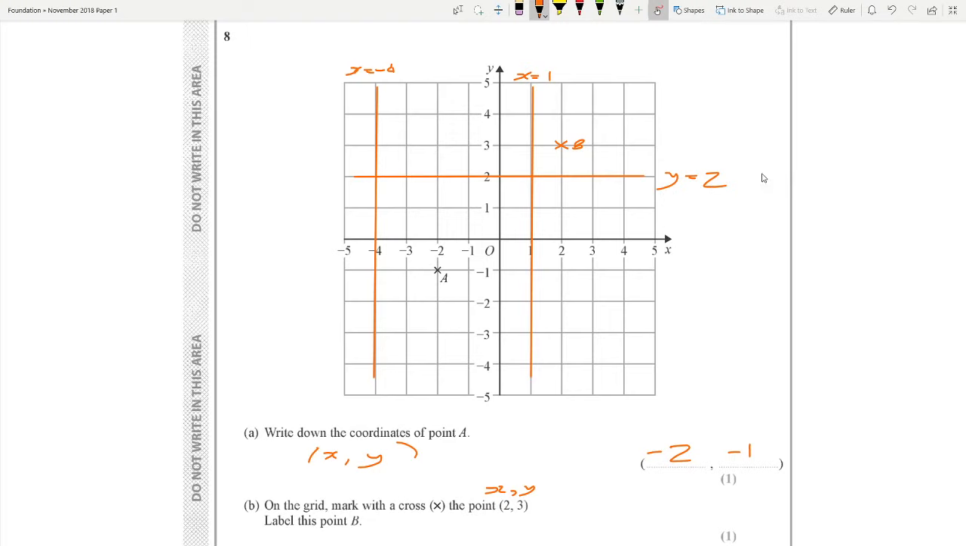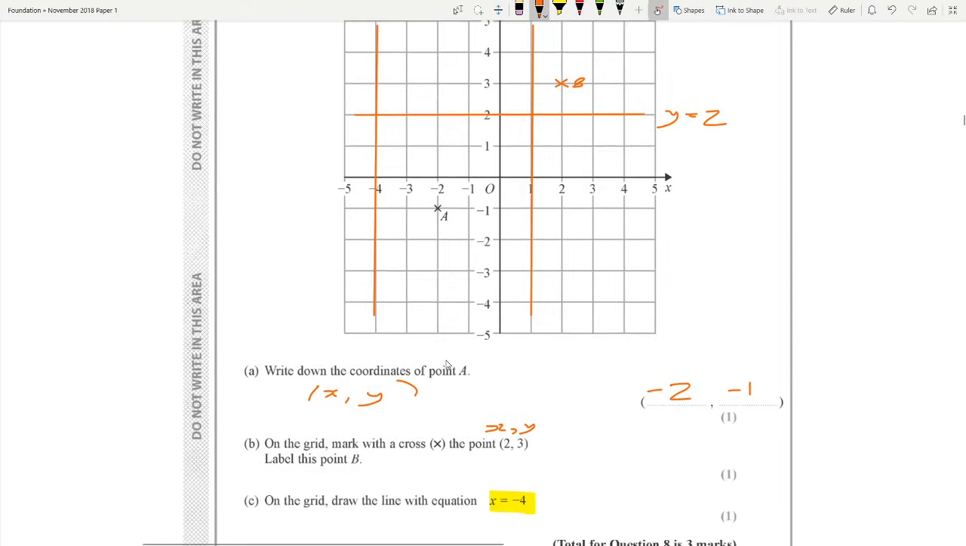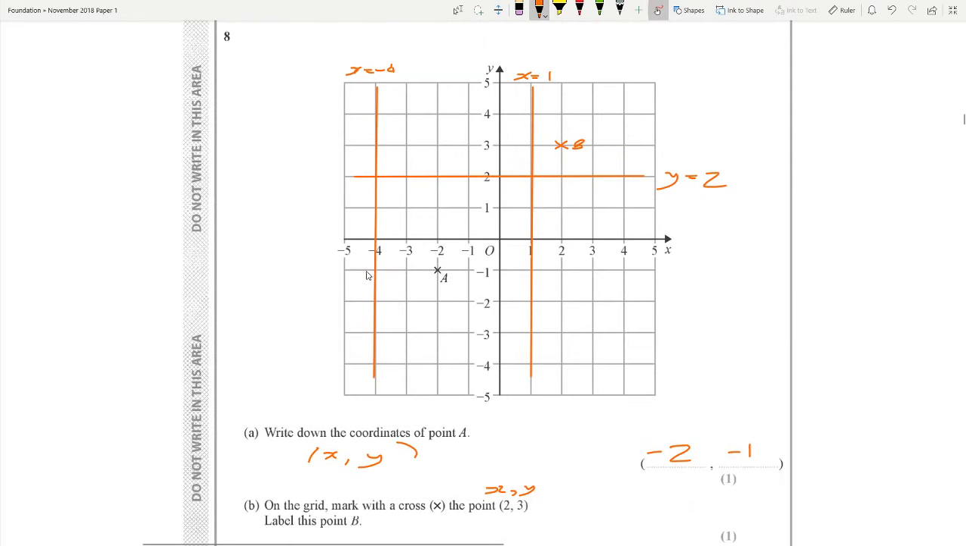Is that understood? A common mistake is students will do it the opposite way around. So if a question just asks you x equals minus 4, it's got to be that line that goes through minus 4 on the x-axis. So it's going down like that.